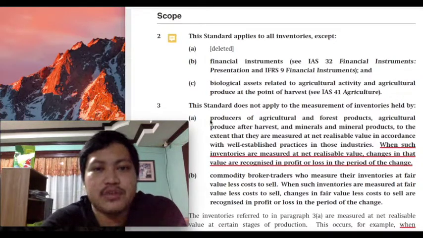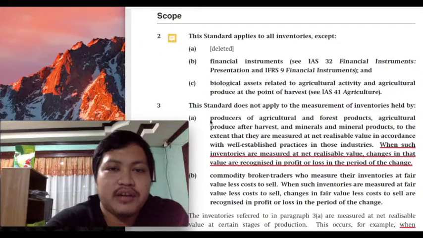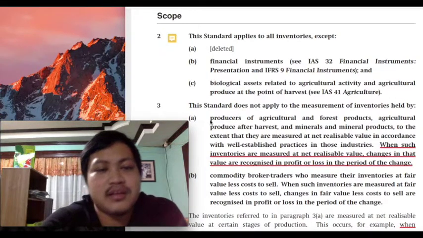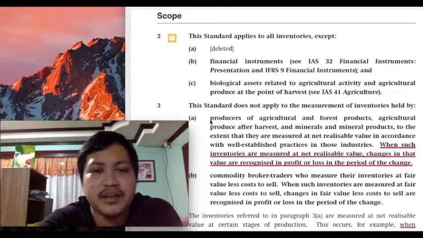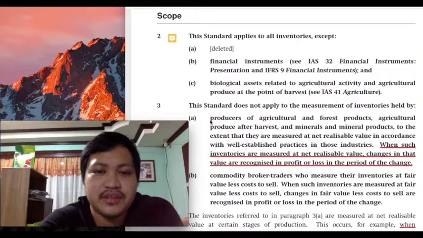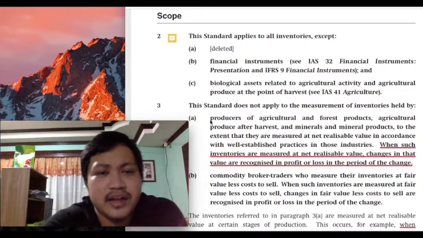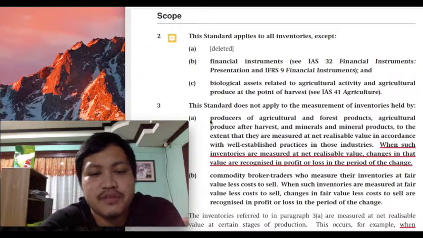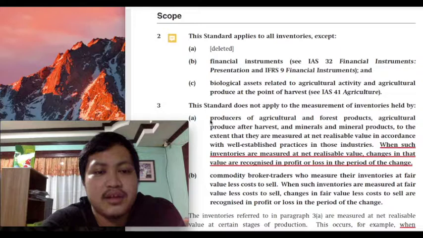But make no mistake, class, financial instruments, your biological assets, and your agricultural produce can also be considered as inventories. It is just that they are expressly excluded from the scope of application of your PAS 2. And what would be the reason? The simple reason is that they are expressly governed by a different standard. But my point, class, is that strictly speaking, these items can also be considered as inventories, because they are held primarily for sale.